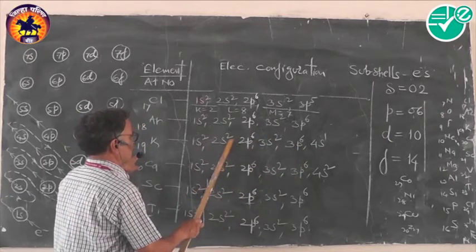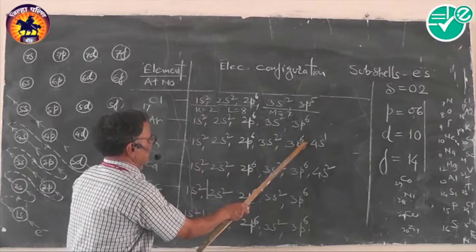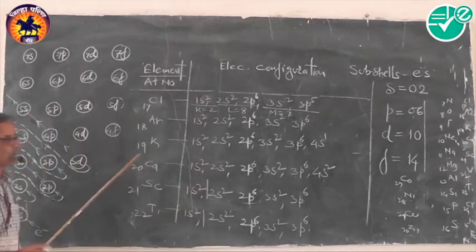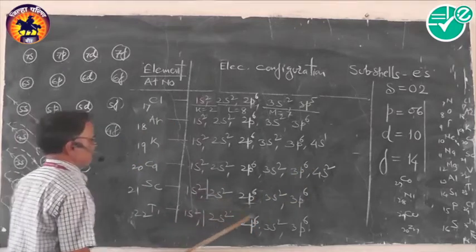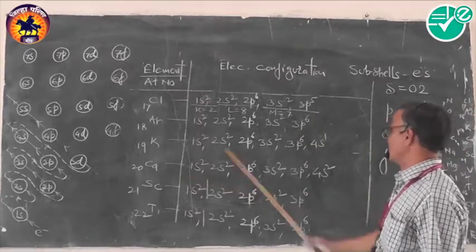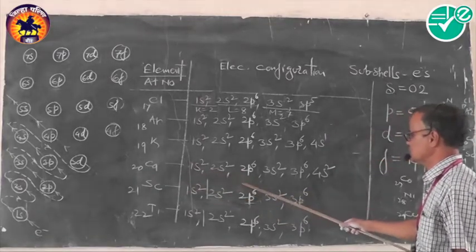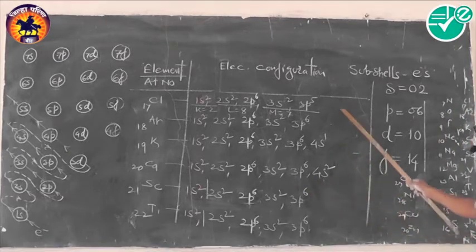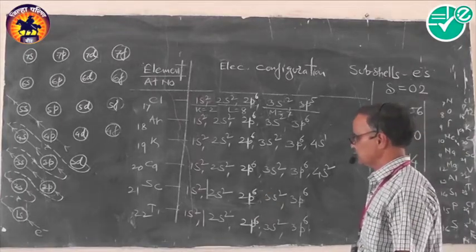2 plus 2 is 4, 4 plus 6 is 10, 10 plus 2 is 12, 12 plus 6 is 18, plus 1 is 19, and 19 is the atomic number of potassium. Similarly, in 4s1, there is capacity to accommodate one more electron. That's why the electronic configuration of calcium with atomic number 20 becomes 1s2, 2s2, 2p6, 3s2, 3p6, and 4s2. These are the electronic configurations of the first 20 elements in the periodic table.